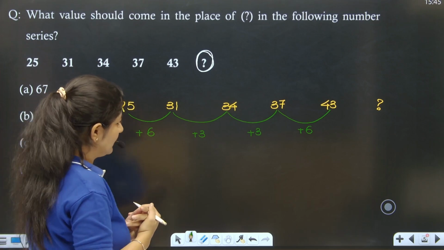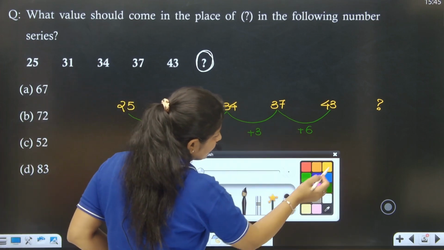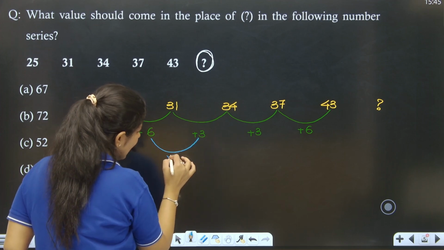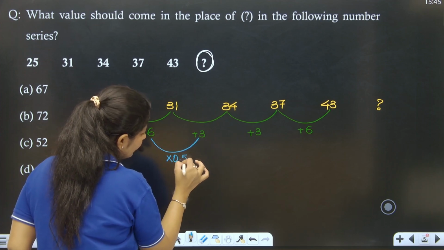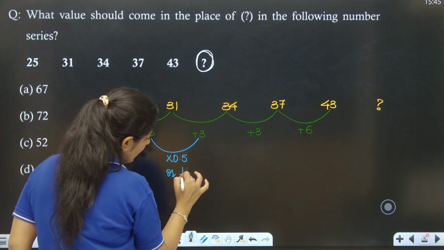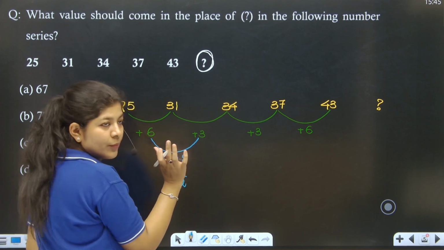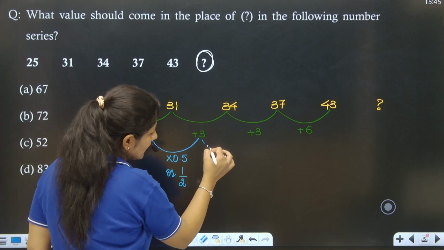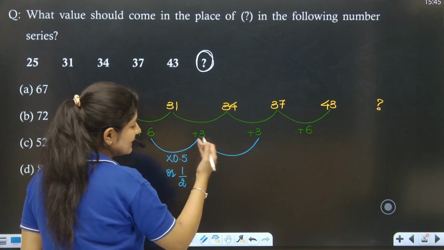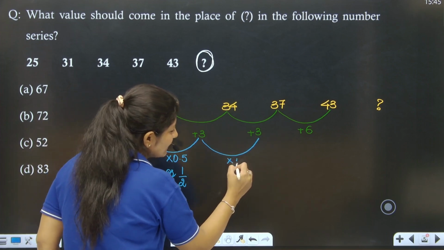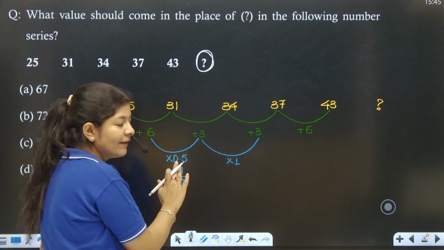But what we can say over here, if you see it carefully, if I multiply this term by 0.5 or 1 by 2, I'll get 3. If I increase this number by 2, I'll get 1. So here I just doubled the number that we have used over here.